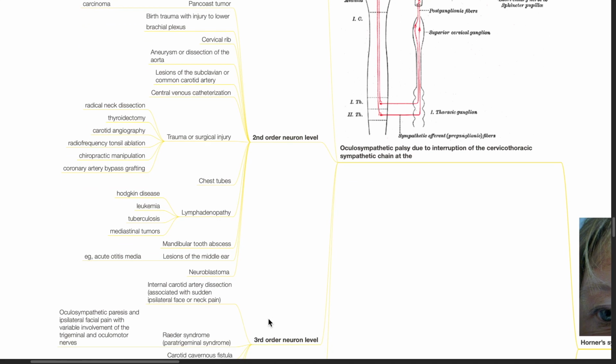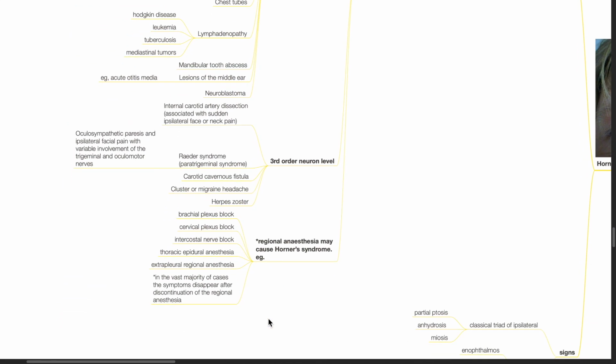Causes of third-order neuron damage include internal carotid artery dissection, which is associated with sudden ipsilateral face or neck pain; Raeder syndrome, also known as paratrigeminal syndrome, which is oculosympathetic paresis and ipsilateral facial pain with variable involvement of the trigeminal and oculomotor nerves; carotid cavernous fistula; cluster or migraine headache; and herpes zoster.